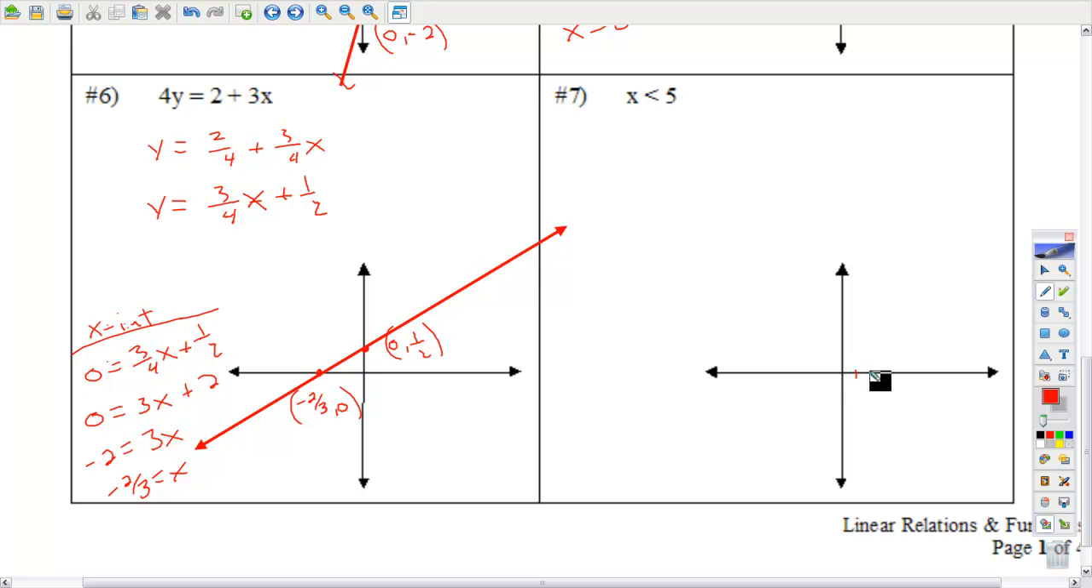So we go to 5. 1, 2, 3, 4, 5. Make a vertical line. It says x is less than, so it should be dashed.